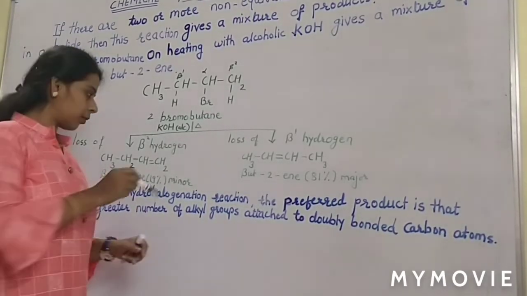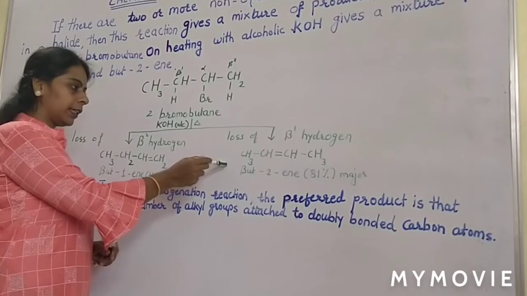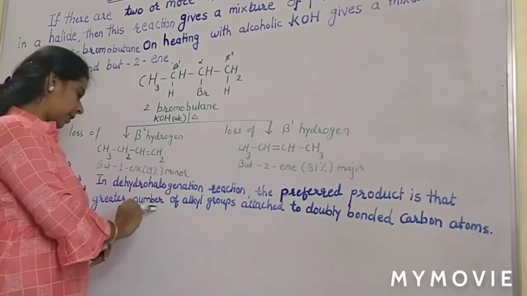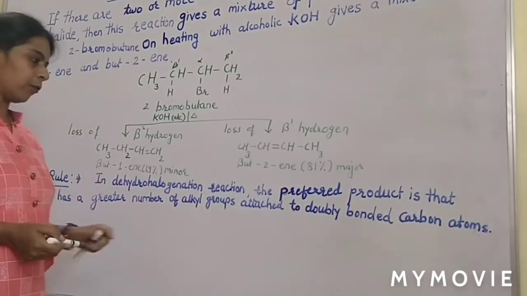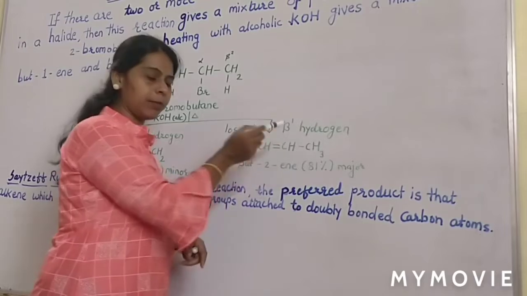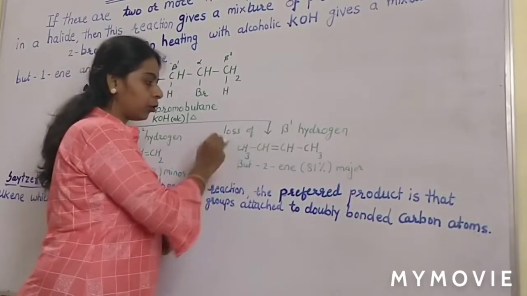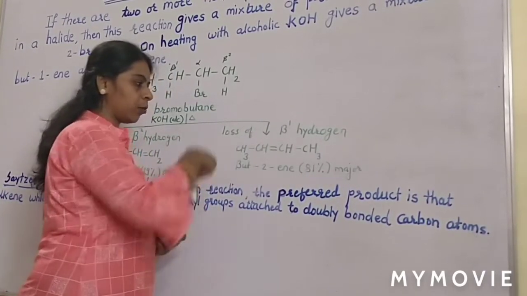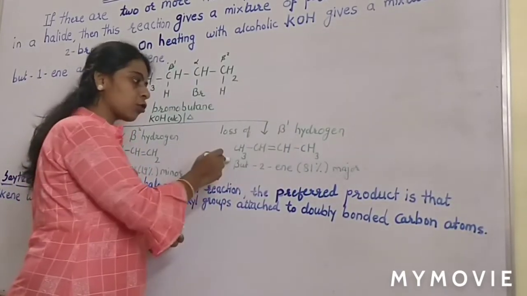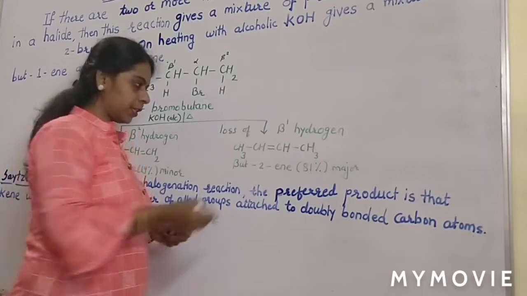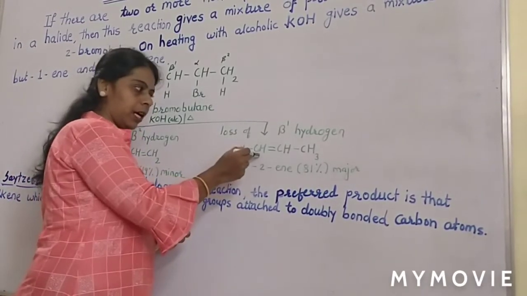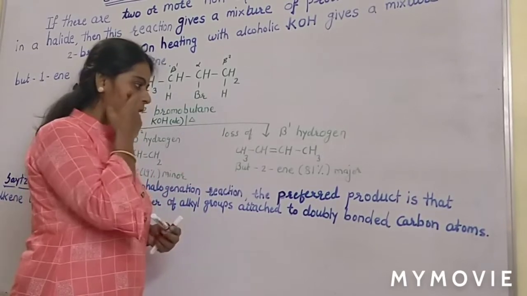Which compound? This is also an alkene, and this is also an alkene, but the preferred product is this one because it has a higher number of alkyl groups on the doubly bonded carbon atoms. Now this is the doubly bonded carbon. Here a CH3 group is attached to the doubly bonded carbon atom, and on the right hand side also a CH3 group is attached. That means two alkyl groups are present on the multiple bonded carbon atoms.